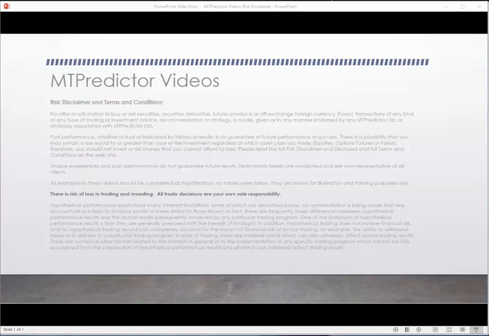In today's MTPredictor video, I'd like to have a look at a Forex example on the Euro US dollar. But as usual, before we get to the chart, we have to look at our risk disclaimer.